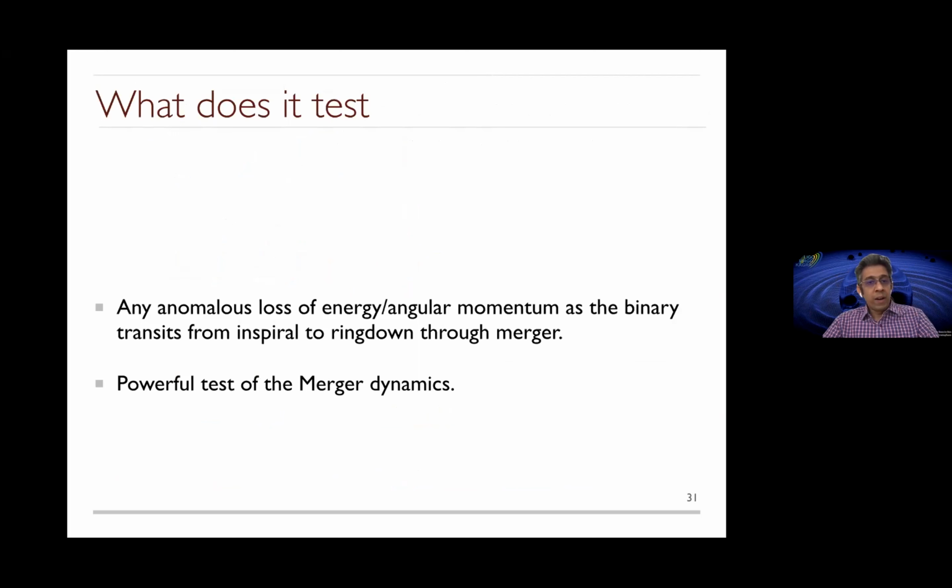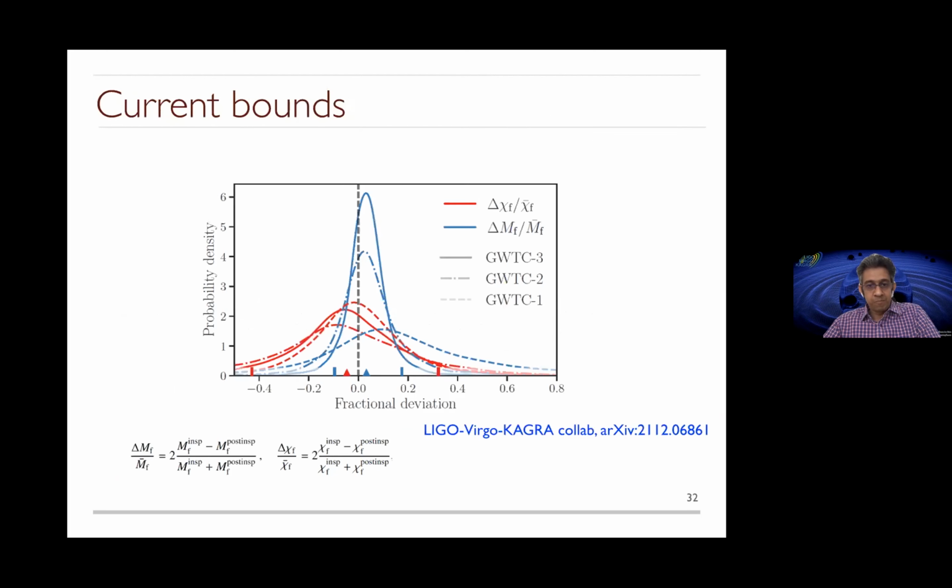Right. So what it is sensitive to is anomalous loss of energy and angular momentum which cannot be explained in the process of the merger. It can directly detect that because there is something lost between the inspiral and the ring down. It's a very powerful test of the merger dynamics. In my opinion, it is the only one with which we can currently say why we trust that the merger is intact with GR, because this test gives you very good evidence for that.